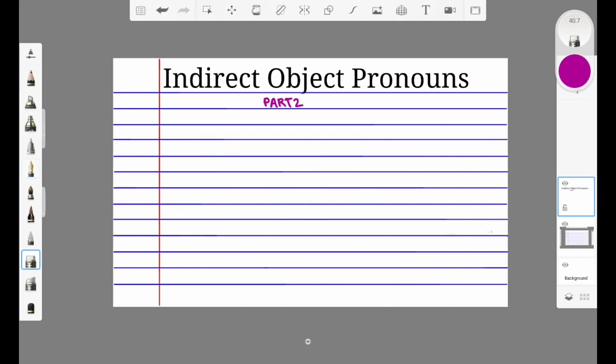Welcome back to Easily Explained, where today we will be talking about the second part of indirect object pronouns in Spanish. So let's get started.